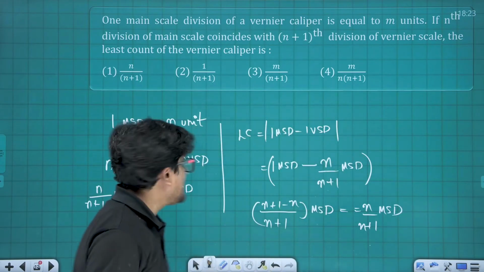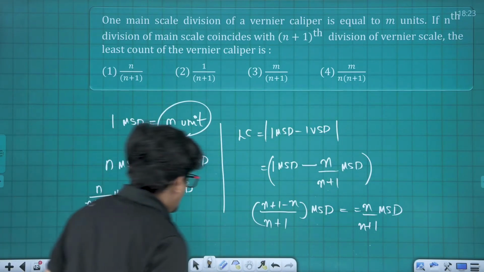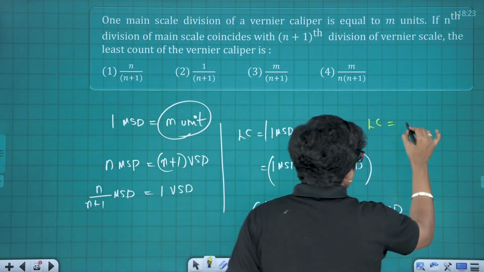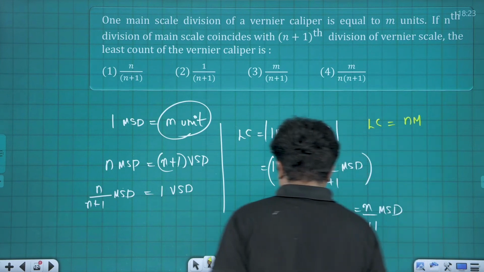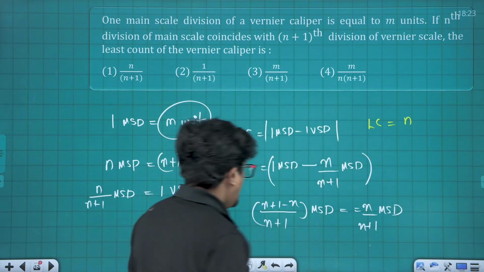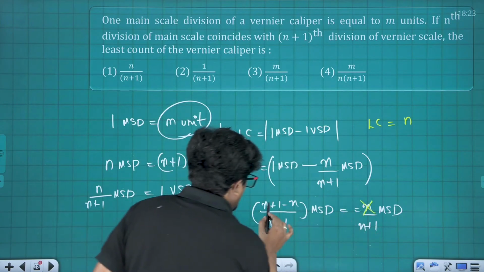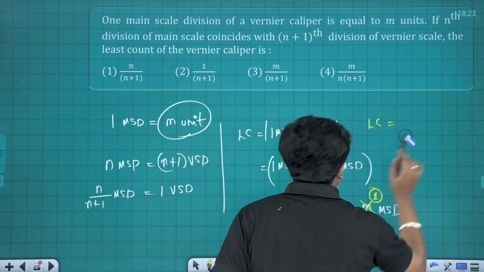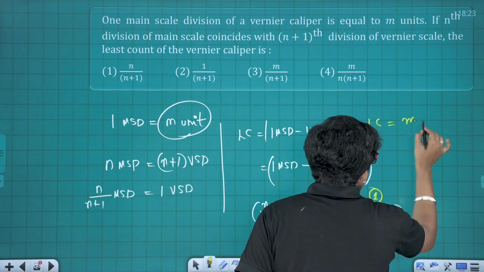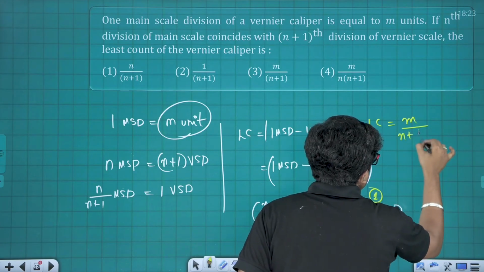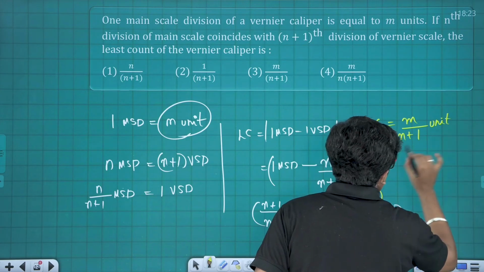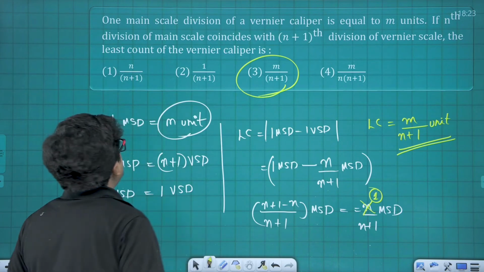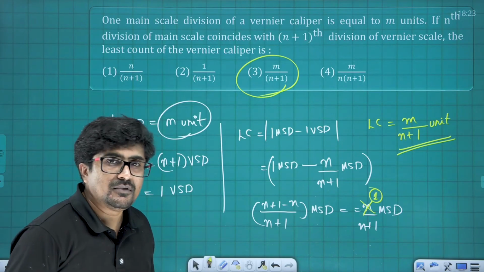Now what is 1 MSD? 1 MSD is equal to m unit. So here my final answer is going to be the least count is equal to... okay, n and n got cancelled, only 1 is there. So the final answer is going to be small letter m upon n plus 1 unit. That means option C is going to be the correct answer here. Now let's move to the next.